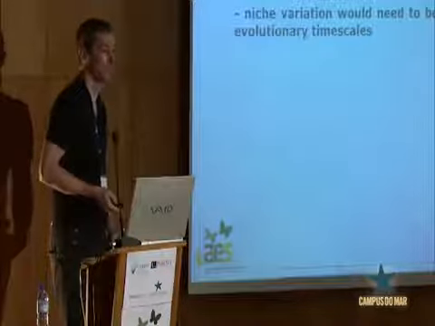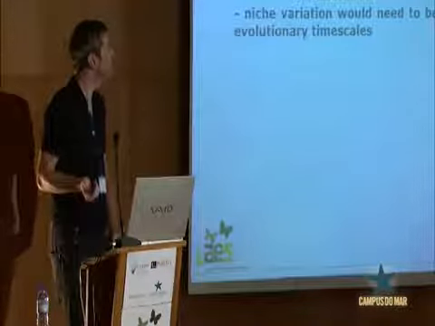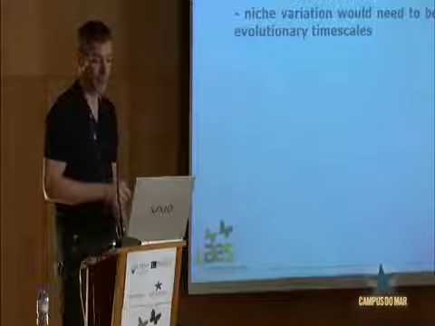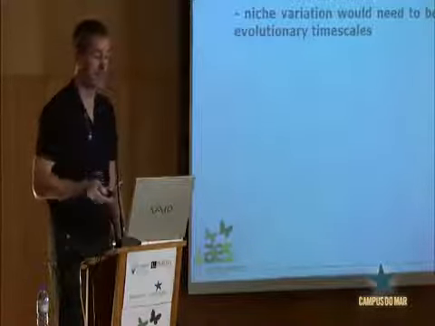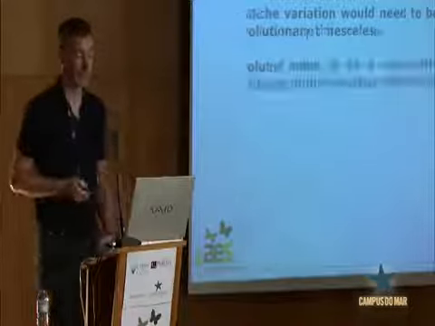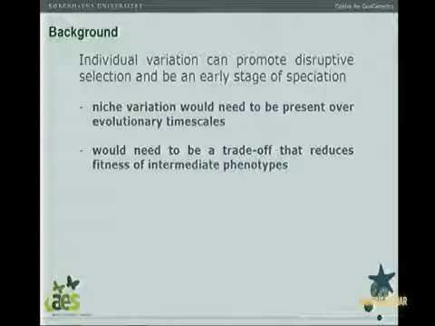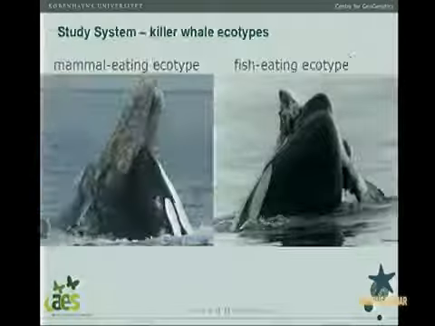So two thoughts with that. Two provisos that would need to be there for that to occur would be for this niche variation to be present over evolutionary timescales, and also for there to be a trade-off, some sort of constraint that reduces the fitness of an intermediate phenotype.